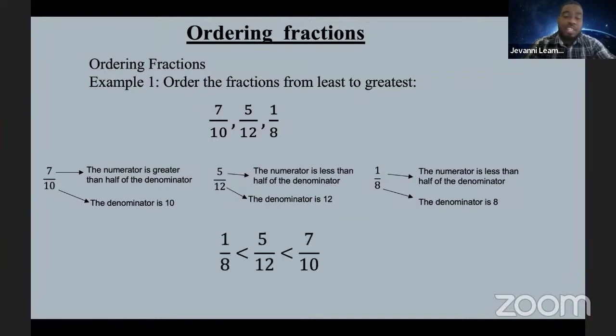Now, how we read this, you might be wondering, seems like a lot and too many signs. So how we read this is saying that 1/8 is less than 5/12. Everyone is understanding what I'm saying? So we start reading from left to right. 1/8 is smaller than 5/12, but 5/12 is less than 7/10.